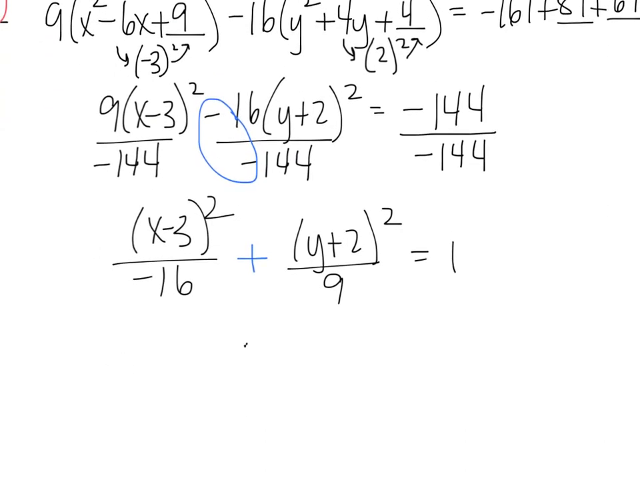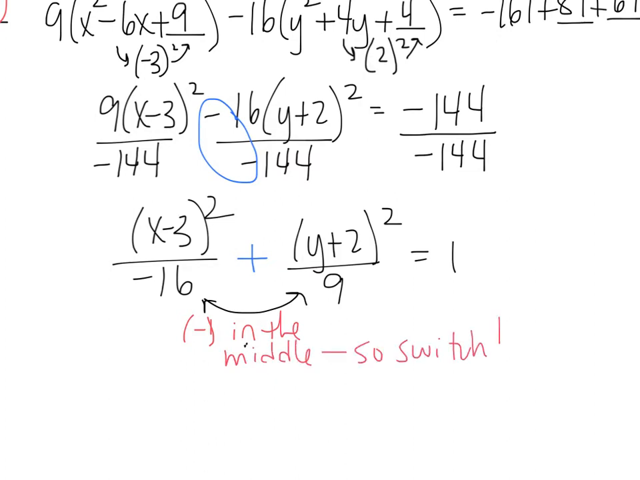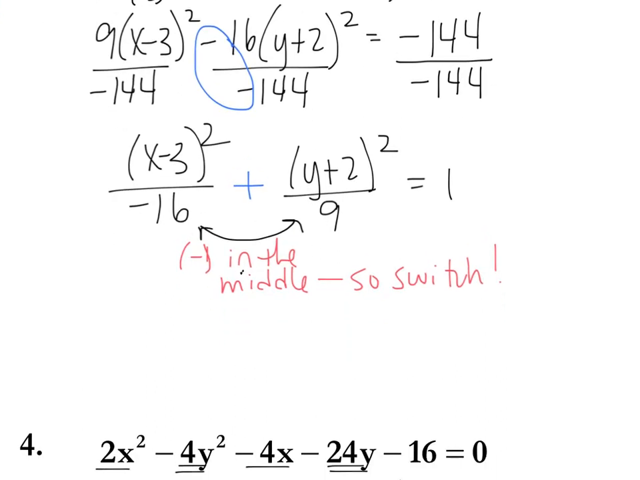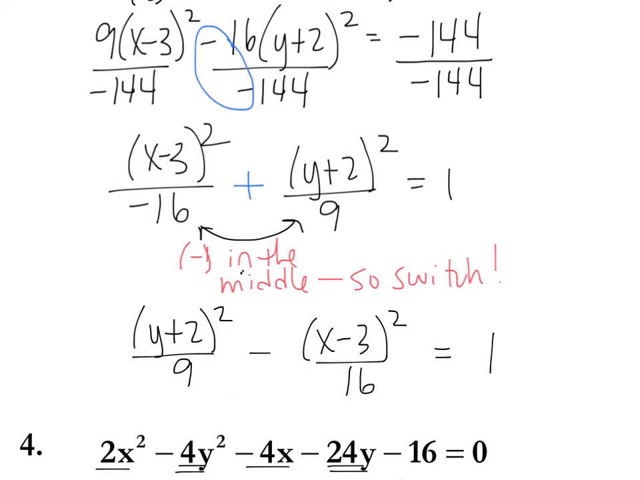Because of that negative sign that I have, all I need to do is do a switcheroo with these two so that the minus sign is in the middle. So switch. You're allowed to switch things back and forth. You're allowed to switch them around, whatever. So I'm going to lead with y plus 2 squared over 9 minus, and then I have x minus 3 squared over 16 equals 1.